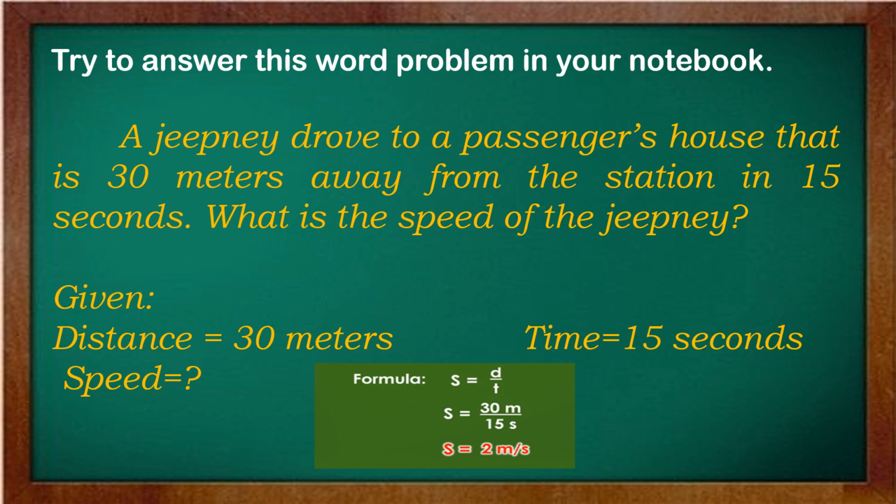So our formula is speed is equal to distance divided by time. So speed is equal to the distance, 30 meters, divided by time, that is 15 seconds. So we get speed is equal to 2 meters per second. Did you get it right, kids?